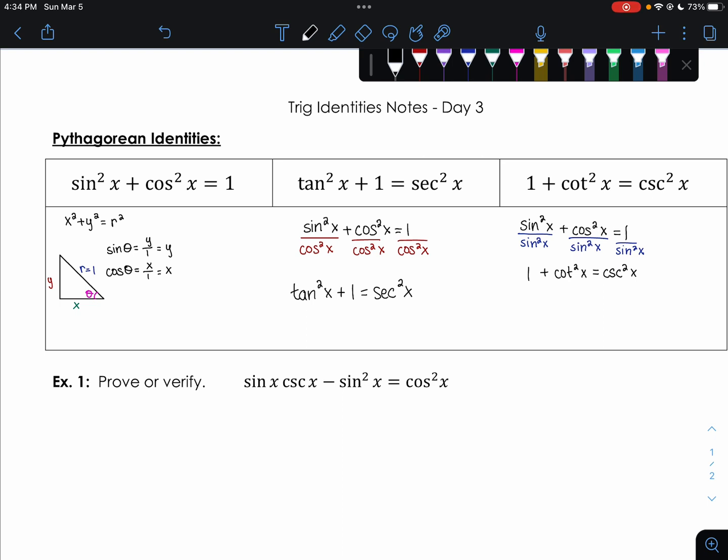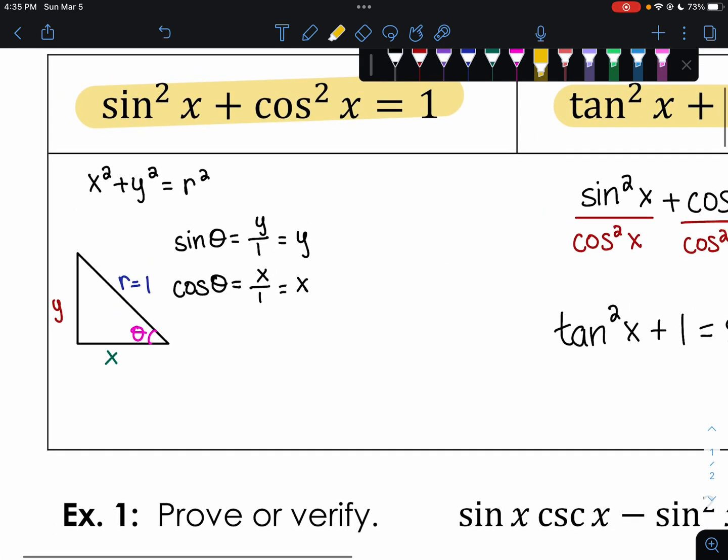Now, not only do we need to know these 3 identities, we also need to know the identities if they are rearranged in any way, shape, or form. Meaning, on the first identity, sine squared x plus cosine squared x equals 1, I need to know that if I see cosine squared x, that is the same thing as 1 minus sine squared x.